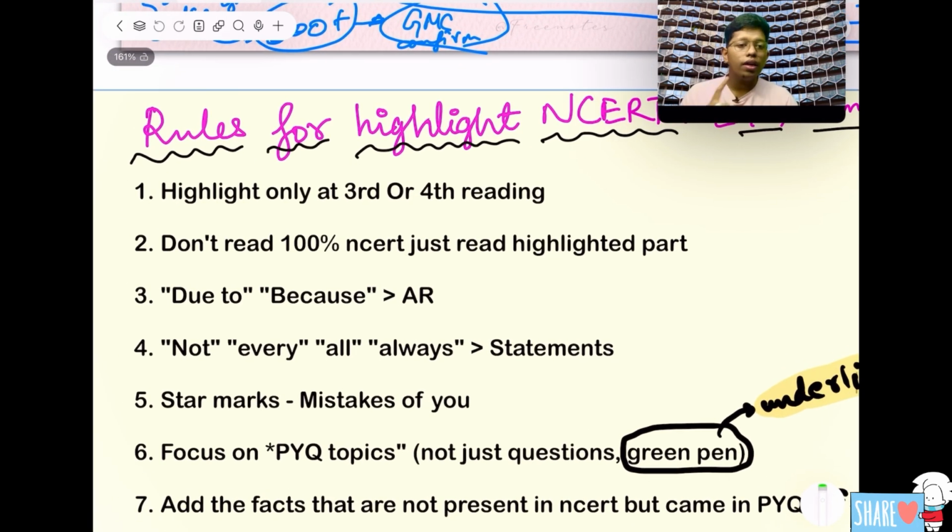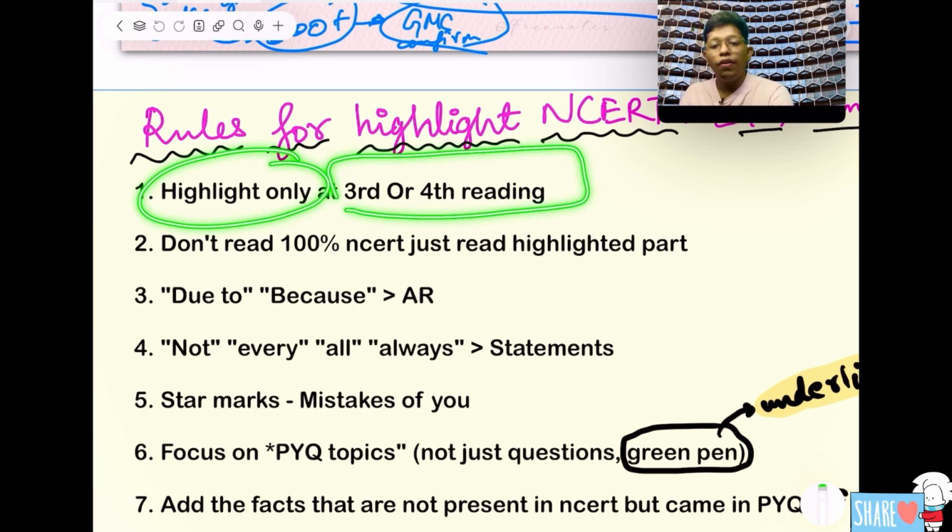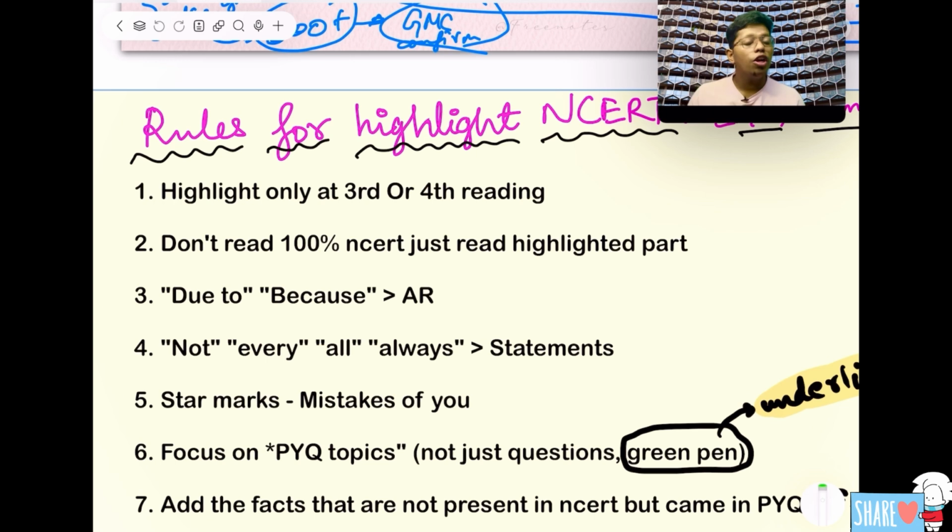First thing, I am going to say very clearly: highlight only in the third and fourth revision. Very important thing. The reason is, when you open the book for the first time, for any chapter, you won't be able to understand everything in the first reading itself. The lines will be a little new for you. The diagrams may look different. After 2-3 revisions, you can understand the chapter and the concept very easily.